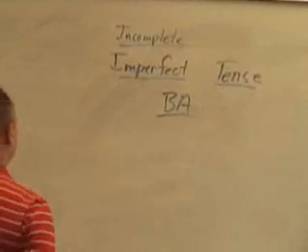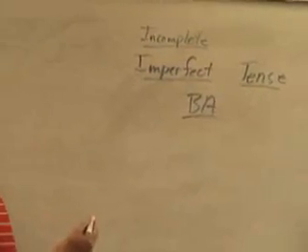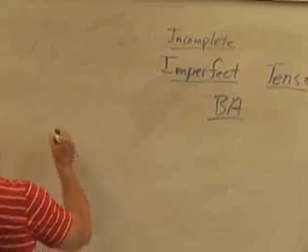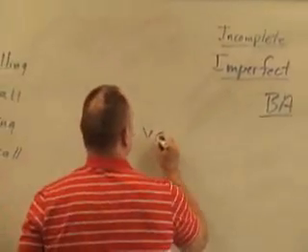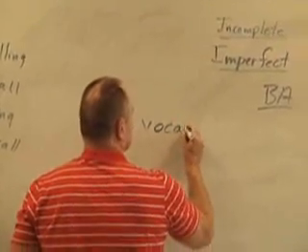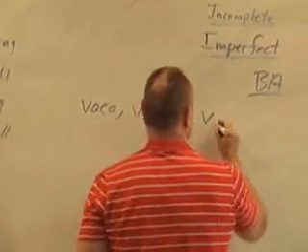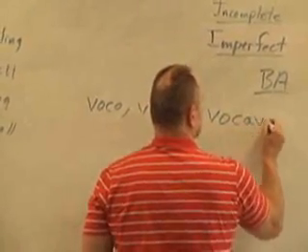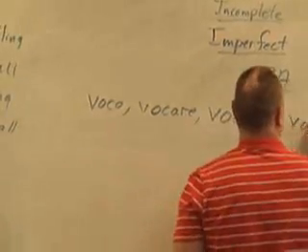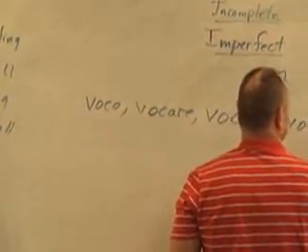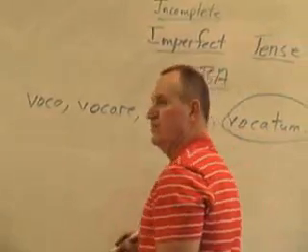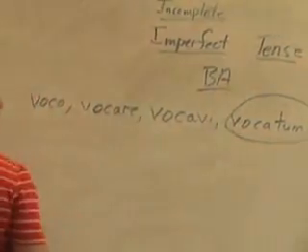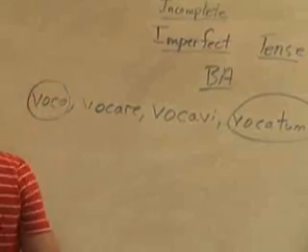Well, how do we put this together? Well, we need the stem of the verb. Where do you find the stem? By cutting off the RE. So let's take voco, vocare, and I'm going to put all the principal parts. Vocavi. Latin verbs have 4 principal parts. Vocatum. Don't worry about this one until Latin 2, so you don't have to worry about it today at all. And this we use to look up the word.